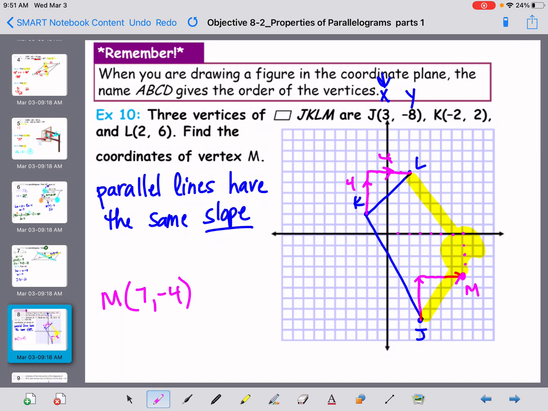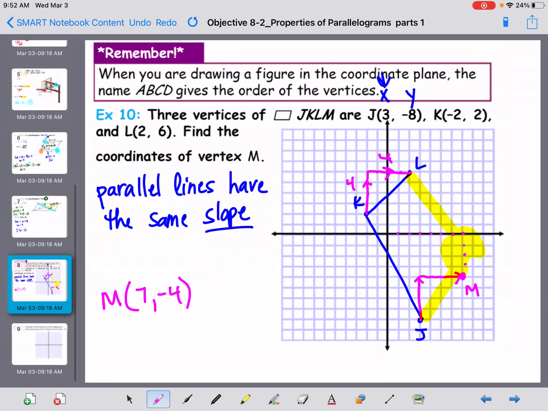All right. So you're going to have some problems like that in IXL. I've got graph paper if you guys need it. I'll be glad to share with you.